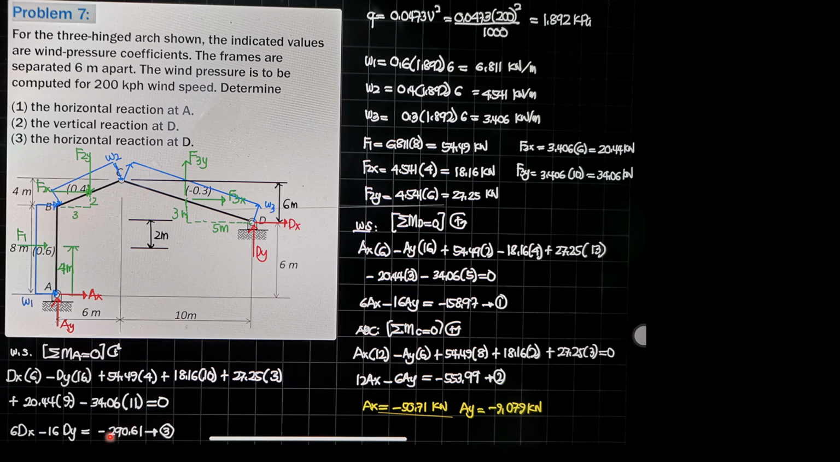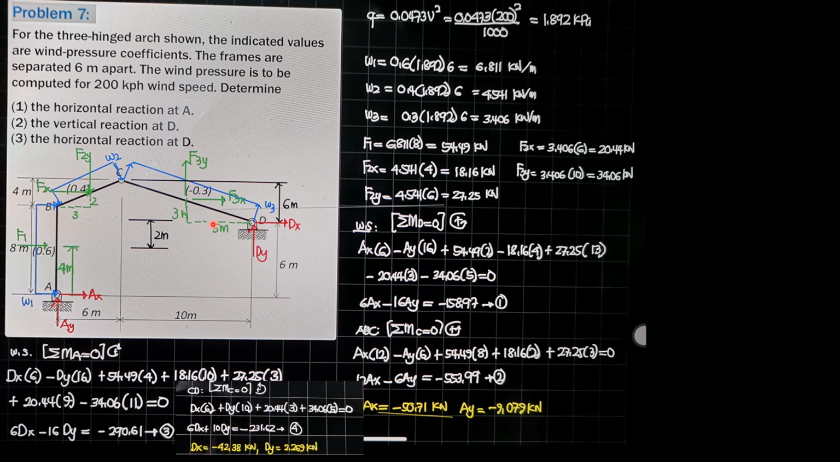Then equals 0. Simplifying, 6dx minus 16dy equals negative 290.61. So call that equation 3. Then we consider CD. Summation of moments about C equals 0, counterclockwise positive. So we have dx times 6 plus dy times 10. Then plus F3x 20.44 times 3. Then plus F3y 34.06 times moment arm 5 equals 0.